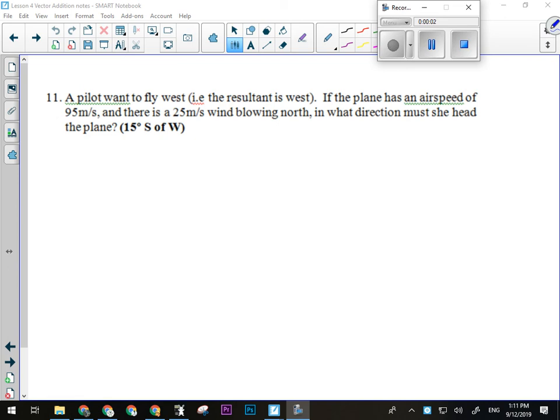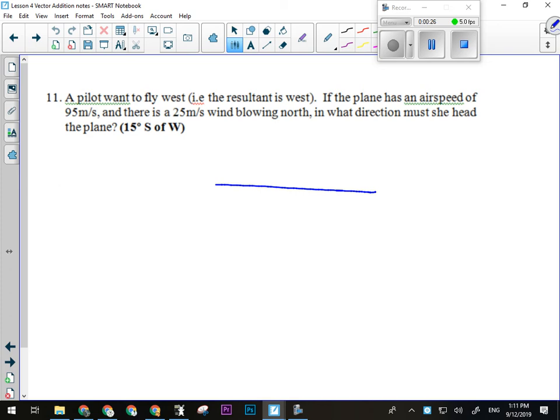Okay, so in this question, this is one of the ones that tells us what the resultant is. It's not asking us to find it, it's telling us what it is, and it's telling us the two things that contribute to it. What it doesn't tell us is what the angle is between them, and that's what we're asked to find. So the first thing it says is the pilot wants to fly west. And then in brackets it says that is, the resultant is west.